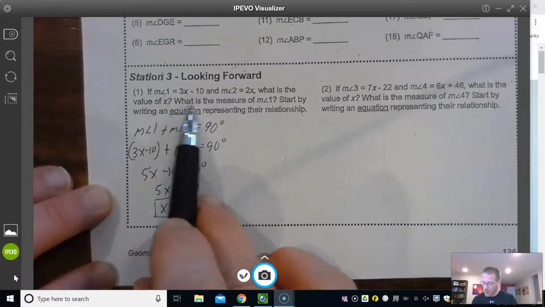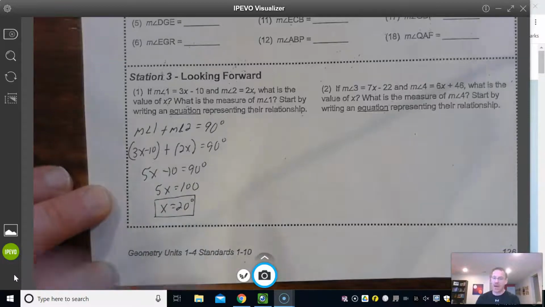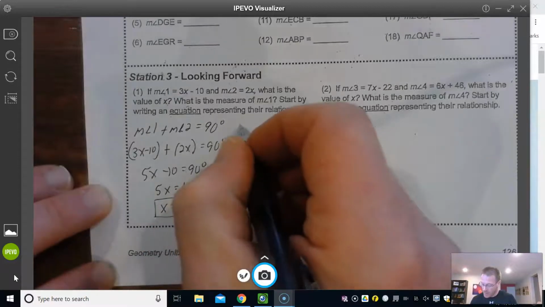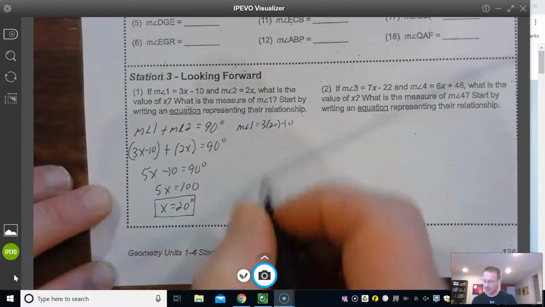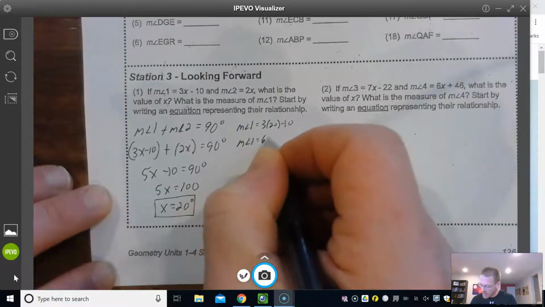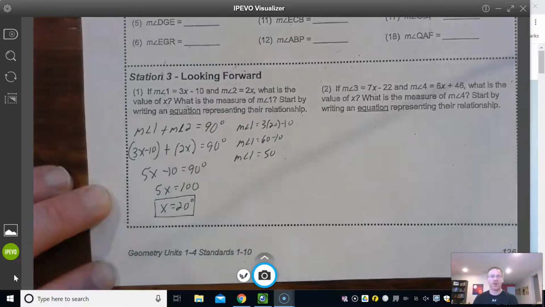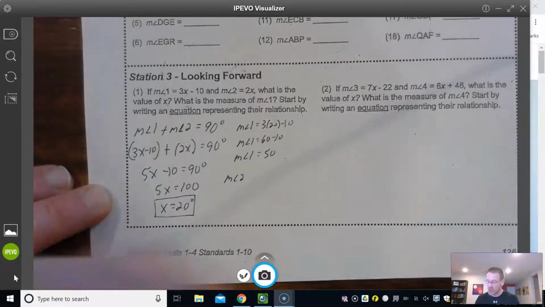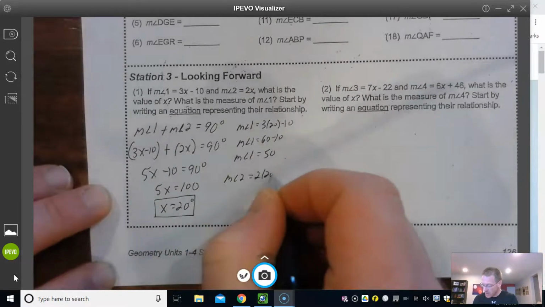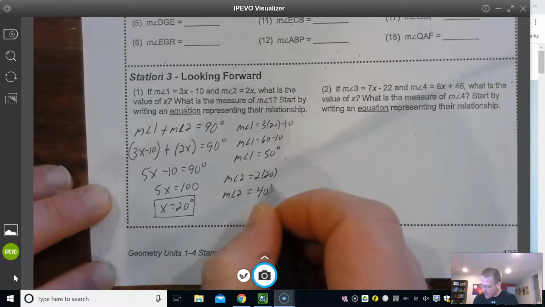Now what it says here is what is the measure of angle 1? Once we know what x is, we want to go back and plug it in, and we can find the measure of angle 1. So the measure of angle 1 would be 3 times 20 minus 10. So the measure of angle 1 would be 60 minus 10, and the measure of angle 1 is equal to 50. And then notice we can do the same thing for angle 2, even though it doesn't ask for this, as the way we should check our work. So this would be 2 times 20, and so the measure of angle 2 is 40 degrees.